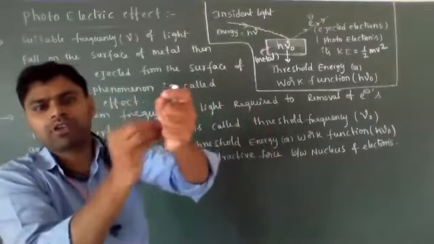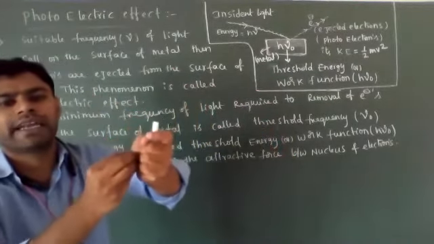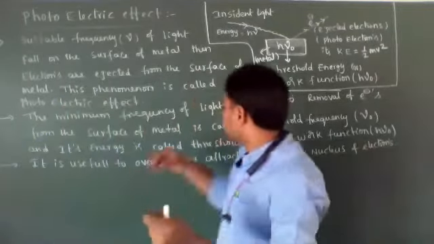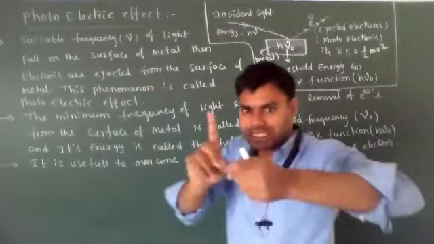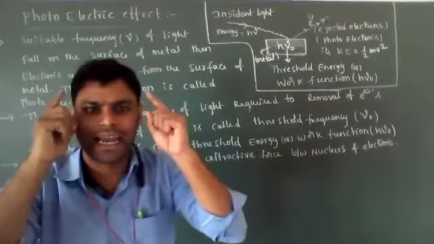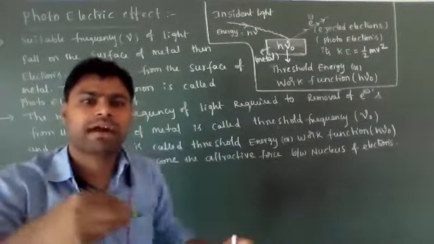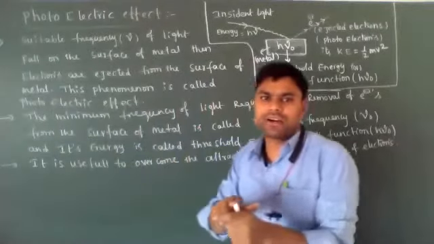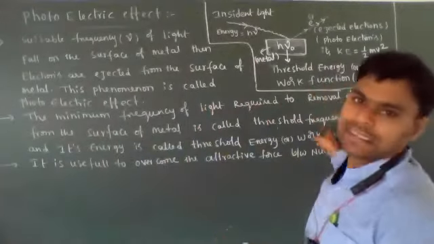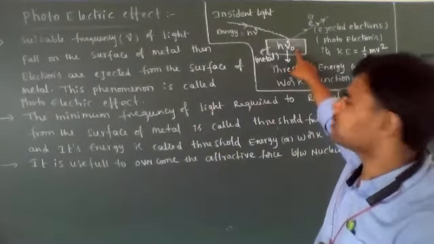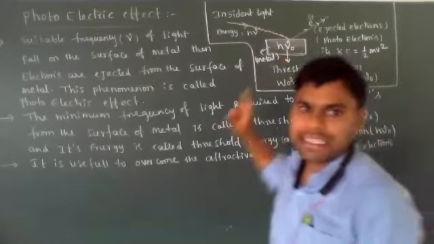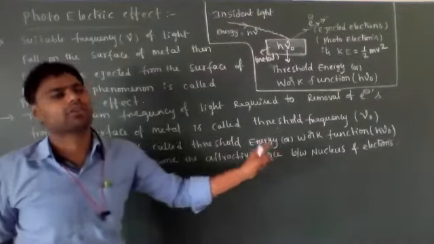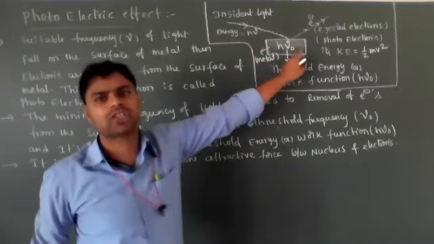So the minimum amount of energy or minimum frequency required for the removal of an electron, instead of this chalk piece, you have to keep electrons in your mind. That minimum frequency is known as threshold frequency, symbol nu naught. And that energy is known as threshold energy, also called work function, represented by h nu naught.